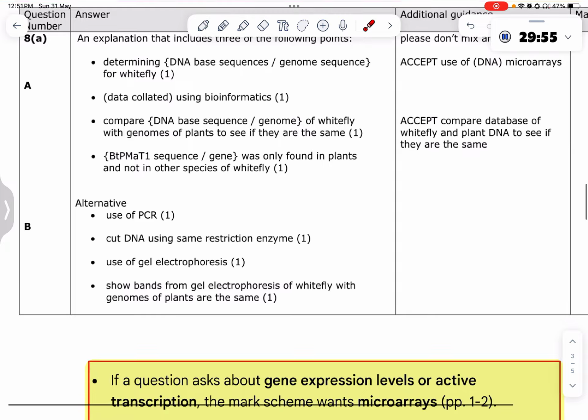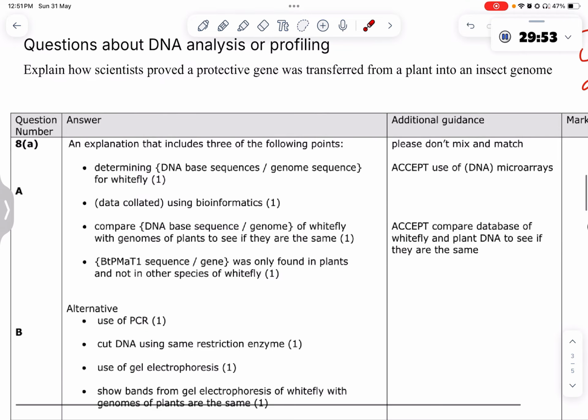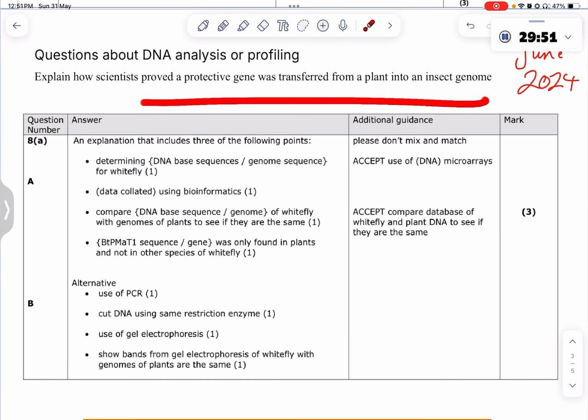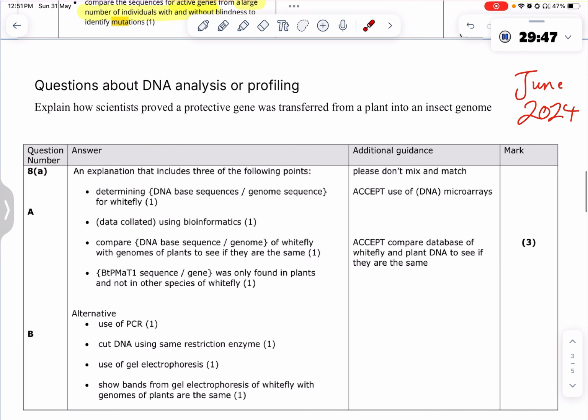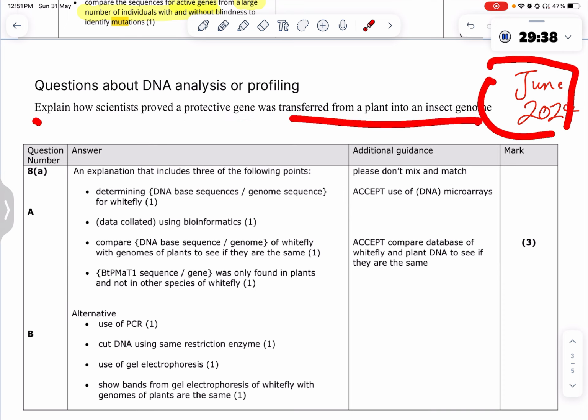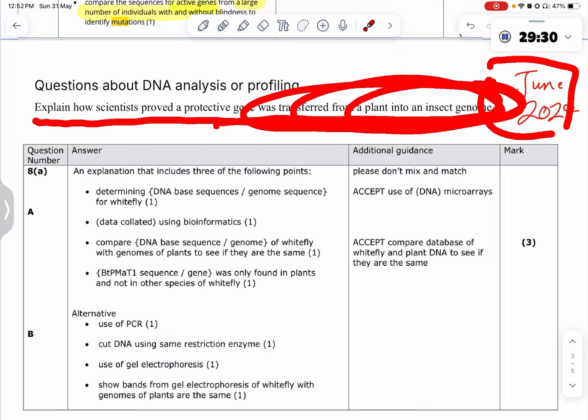Questions here about DNA profiling. These were direct questions. This was a question in an article in June 2024. And that's the prompt, the actual question. You can find it in that year. Explain how scientists proved a protective gene was transferred from a plant into an insect genome.